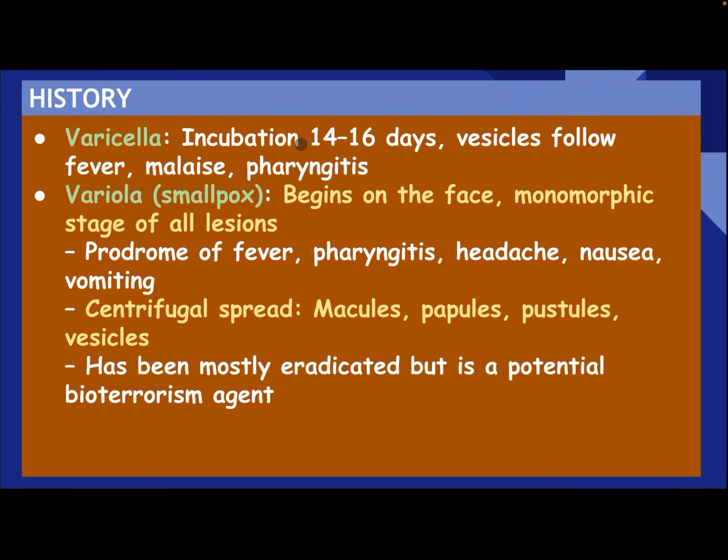Varicella: incubation period 14 to 16 days, vesicles follow fever, malaise, pharyngitis. Variola, smallpox: begins on the face, with a monomorphic stage of all lesions. Prodrome of fever, pharyngitis, headache, nausea, vomiting. Centrifugal spread, macules, papules, pustules, vesicles. It has been mostly eradicated, but it is a potential bioterrorism agent.